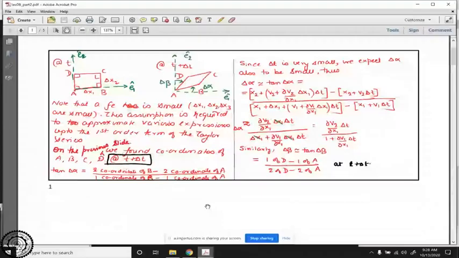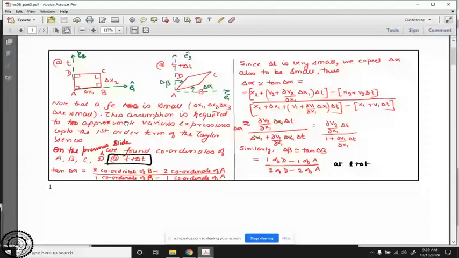So this is the situation. Same figure I have drawn again for continuation. Now note that delta x1, delta x2, delta x3 are all small. The significance of this assumption is to approximate various expressions up to the first order term of the Taylor series.